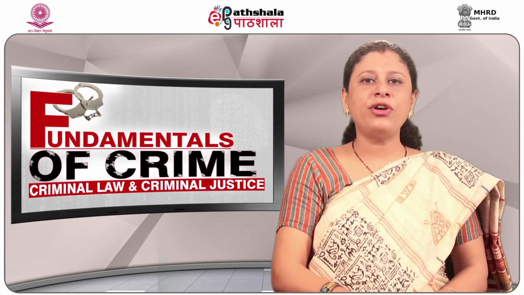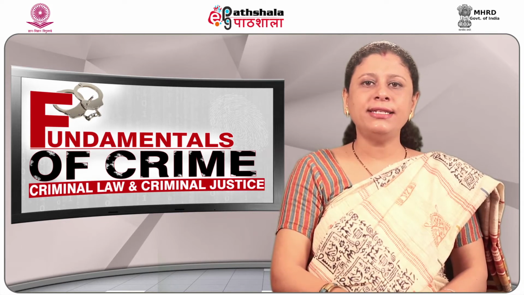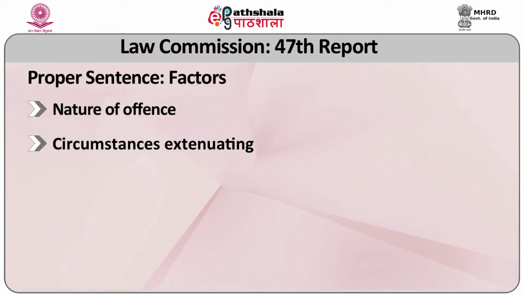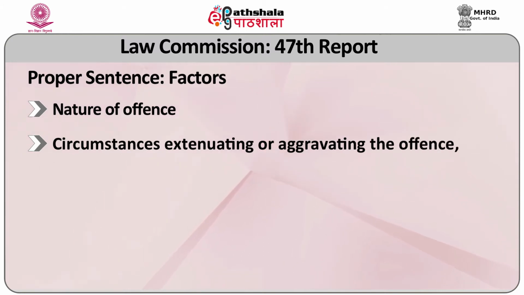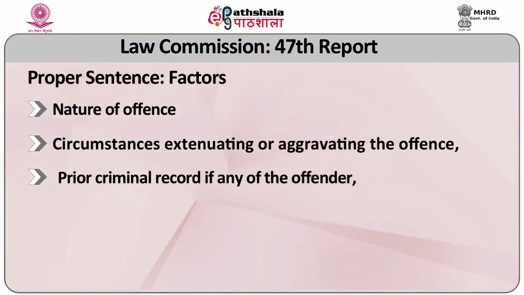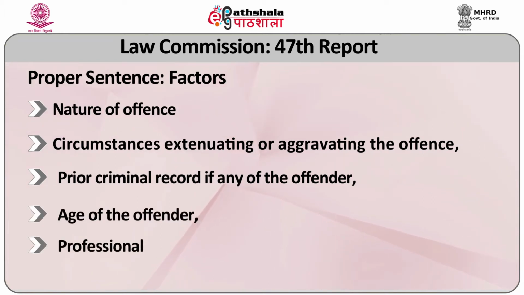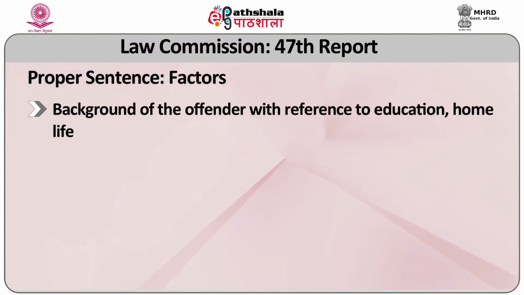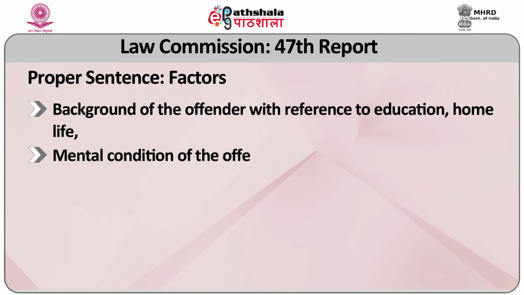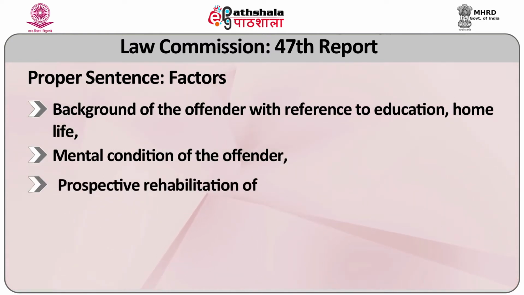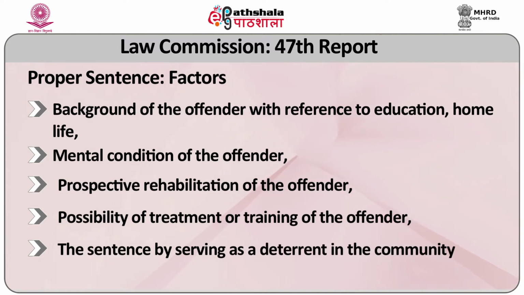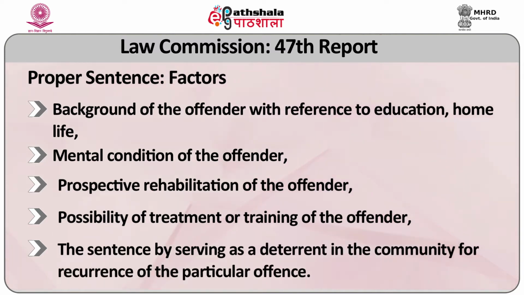The Law Commission in its 47th report says that a proper sentence is a composite of many factors: the nature of the offence and the circumstances extenuating or aggravating the offence, the prior criminal record, if any, of the offender, the age of the offender, the professional and social record of the offender, the background of the offender with reference to education, home life and the mental condition of the offender, the prospective rehabilitation of the offender, the possibility of treatment or training of the offender, and the sentence serving as a deterrent in the community for recurrence of the particular offence.